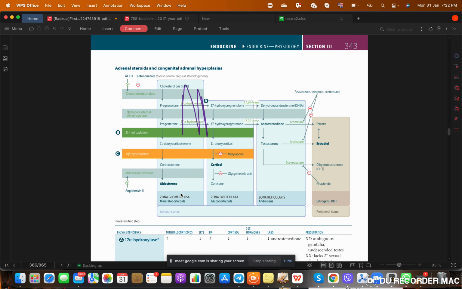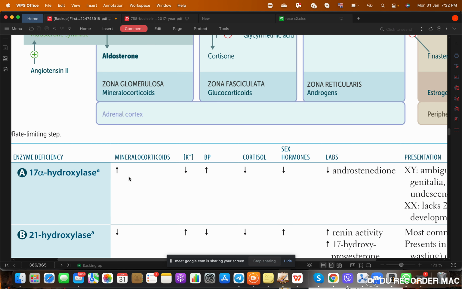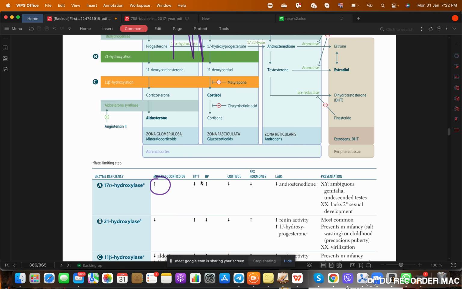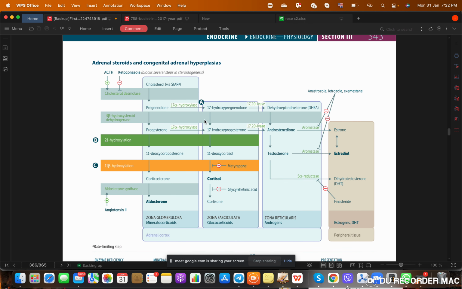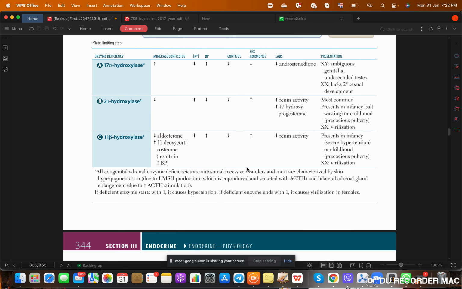Yes. So the aldosterone is going to be high, which is also known as mineralocorticosteroid excess. The potassium level is going to go down. Blood pressure obviously is going up because of the mineralocorticosteroid. There is no shift to the right, so the cortisol will be low and the sex hormone will be low. The labs will show a decrease in androstenedione. Why? Because of this right shift, the whole thing is defective. So this one is defective, and this one is defective.